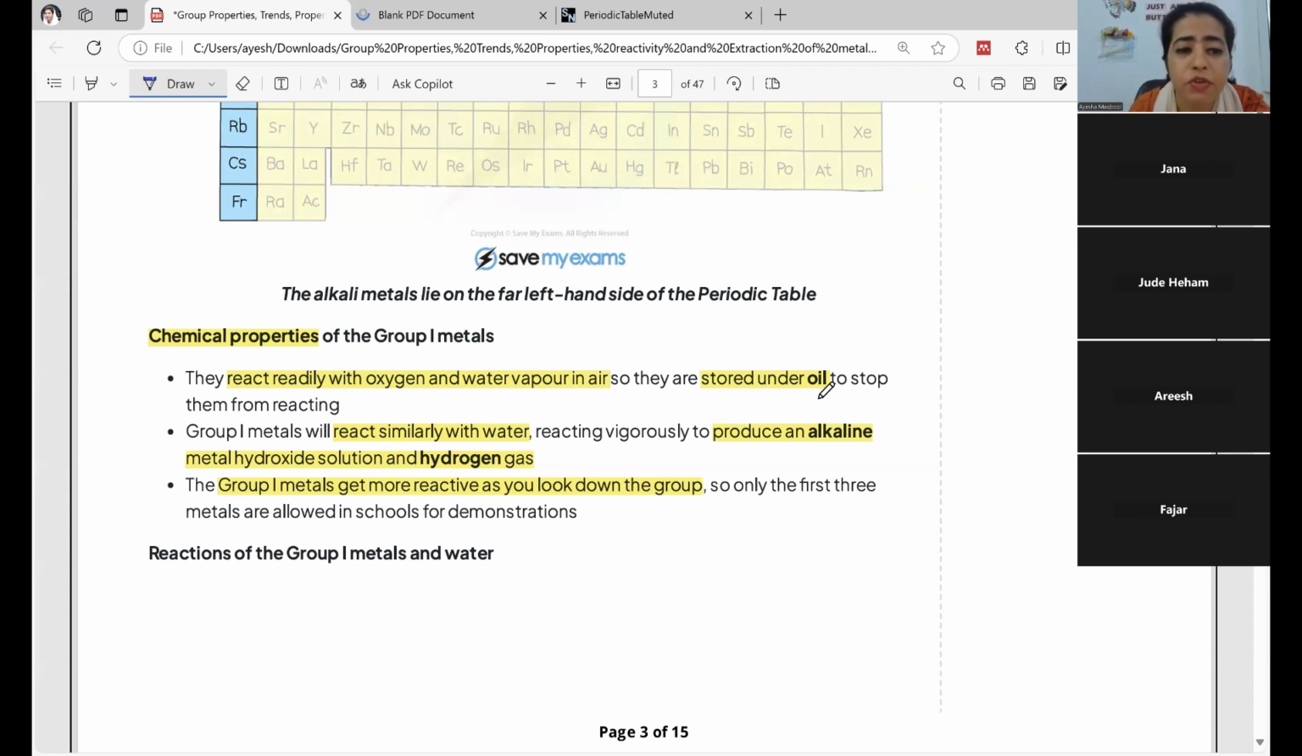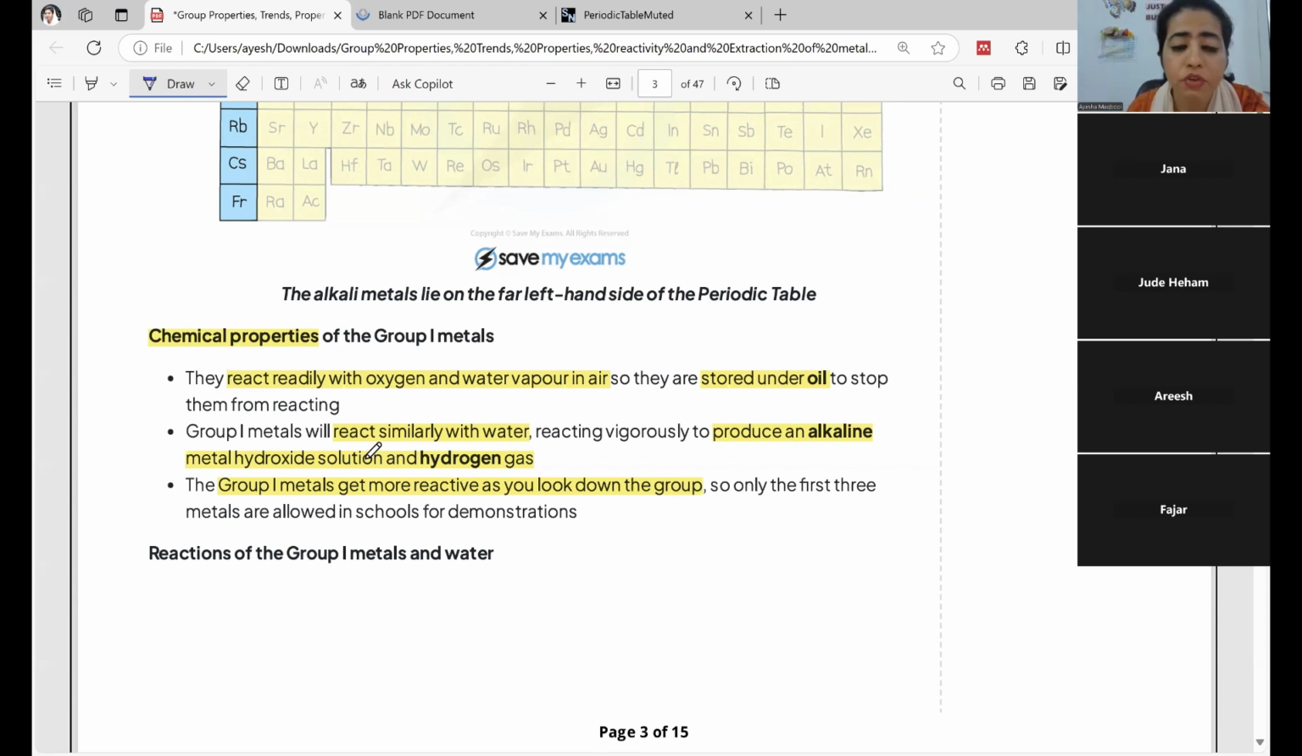So like this, we can store them. So group one, why are we storing them? As we said, they can react. So what do they produce when they react? When they react with water, they produce an alkaline solution of metal hydroxide as well as hydrogen gas. We will see some equations as well, of how we can get the metal hydroxide solution and hydrogen gas.